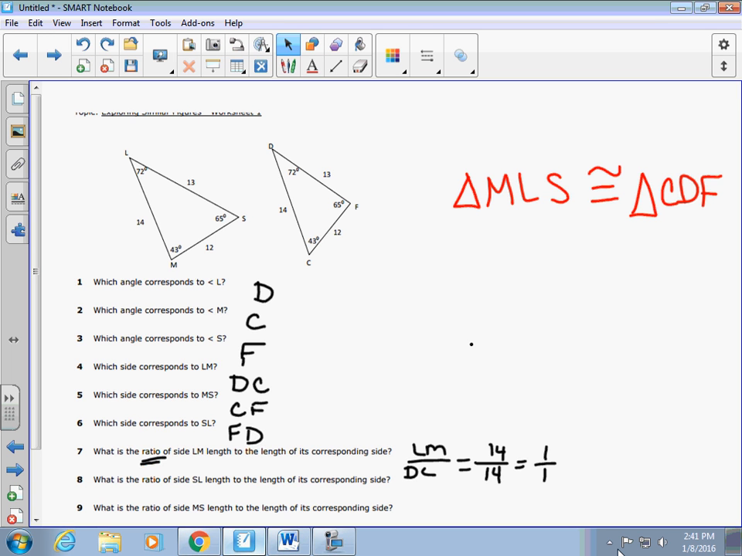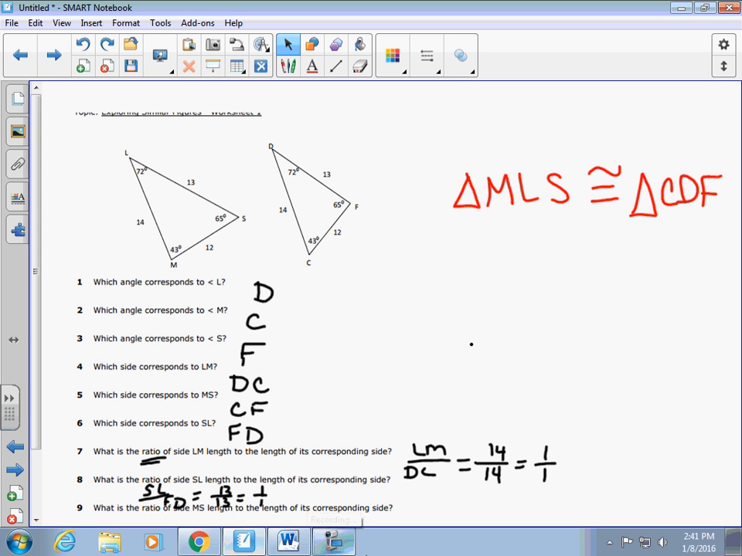Number 8, what is the ratio of the side SL length to the length of its corresponding side? So if I do SL, what's the corresponding side to SL? No. What other side? FD? And what's the number measurement for SL? 13. And FD? And if I reduce? 1 over 1.